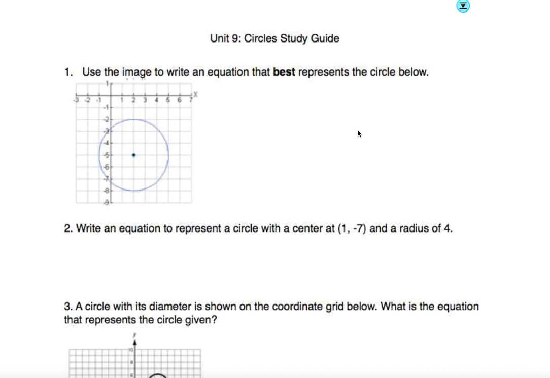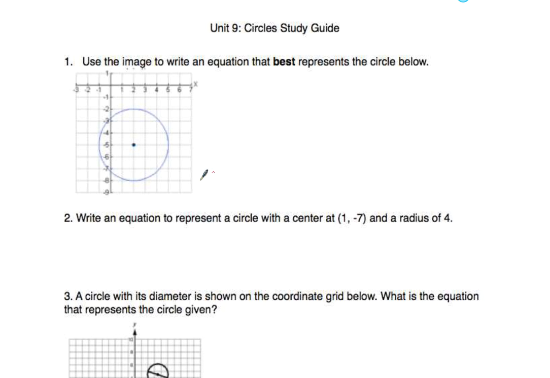On number 1, you have to use the image to write an equation that best represents the circle below. Whenever you are writing the equation of a circle, you have to know that the circle equation is (x - h)^2 + (y - k)^2 = r^2. So your x and your y are always going to stay, but your h and your k are going to change. Your h and your k represent the center of the circle.